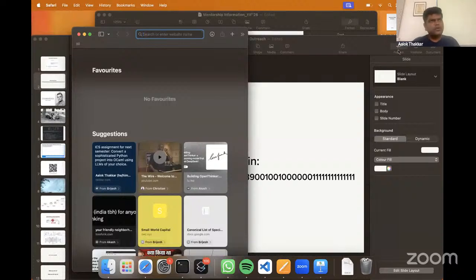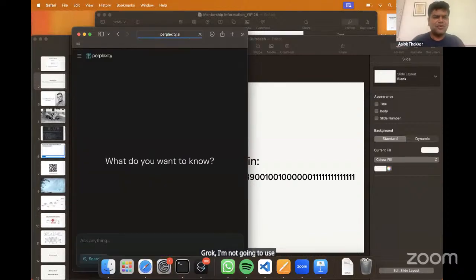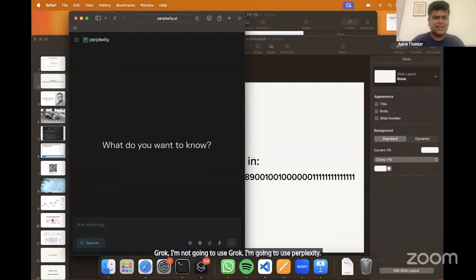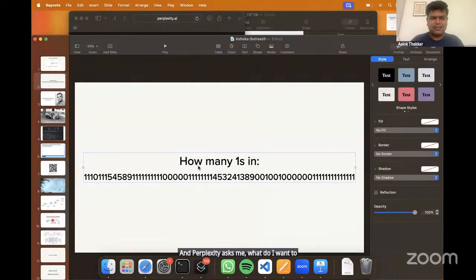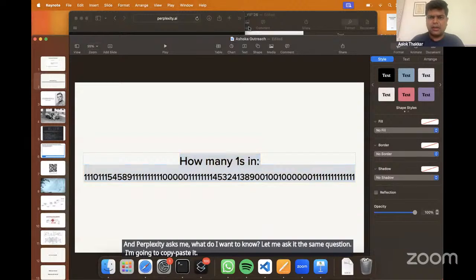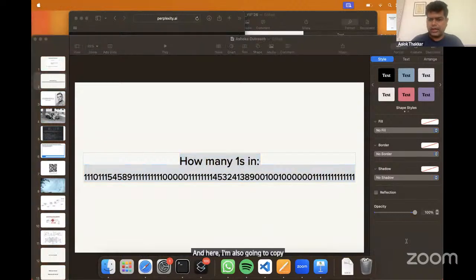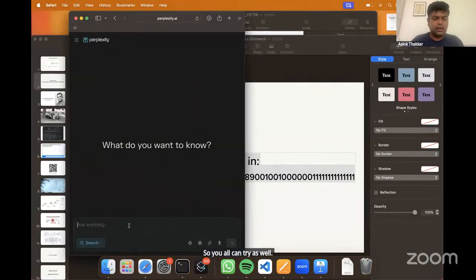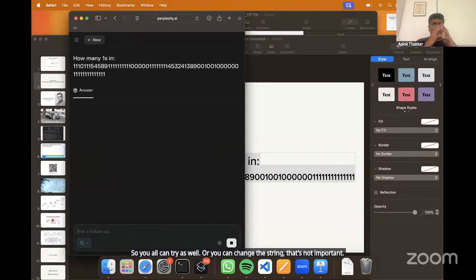Vedant, which one do you use the most? I use Grok on Perplexity. Grok, I'm not going to use Grok. I'm going to use Perplexity. And Perplexity asks me, what do I want to know? Let me ask it the same question. I'm going to copy paste it, and here I'm also going to copy paste it on the chat, so you all can try as well. Or you can change the string. That's not important. Let's give this to Perplexity.